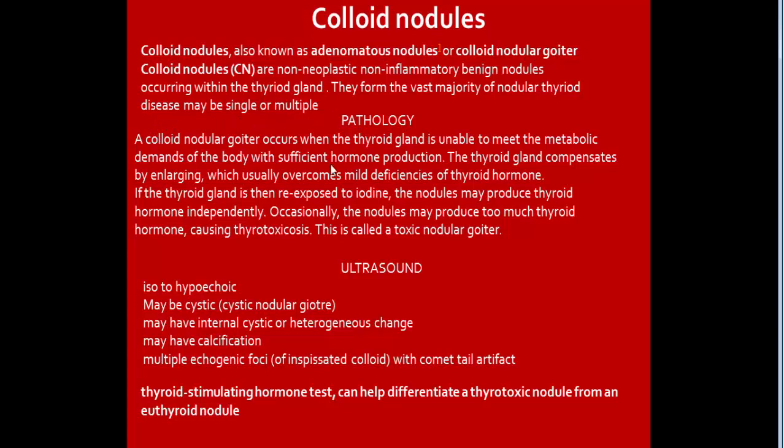What is the pathology of colloid nodule? Colloid nodular goiter occurs when the thyroid gland is unable to meet the metabolic demand of the body with sufficient hormone production. The thyroid gland compensates by enlarging the thyroid follicle, which usually can overcome mild deficiencies of thyroid hormone. If the thyroid gland is then re-exposed to iodine, the nodule may produce thyroid hormone independently. Occasionally, the nodule may produce too much thyroid hormone, causing thyrotoxicosis, called toxic nodular goiter.